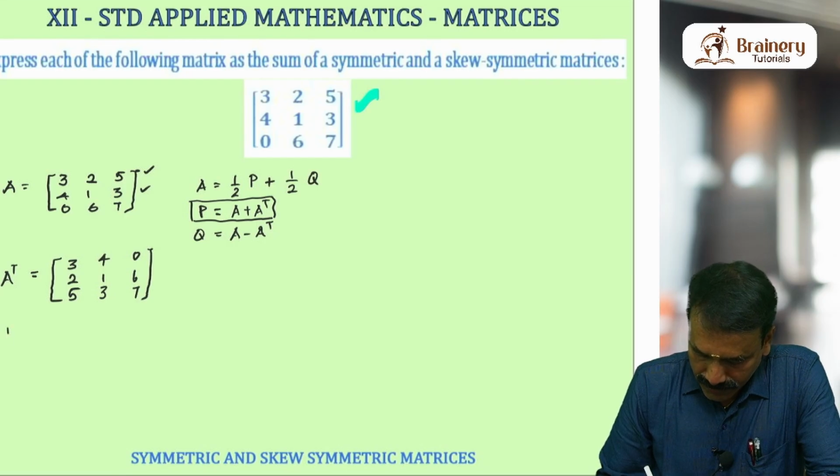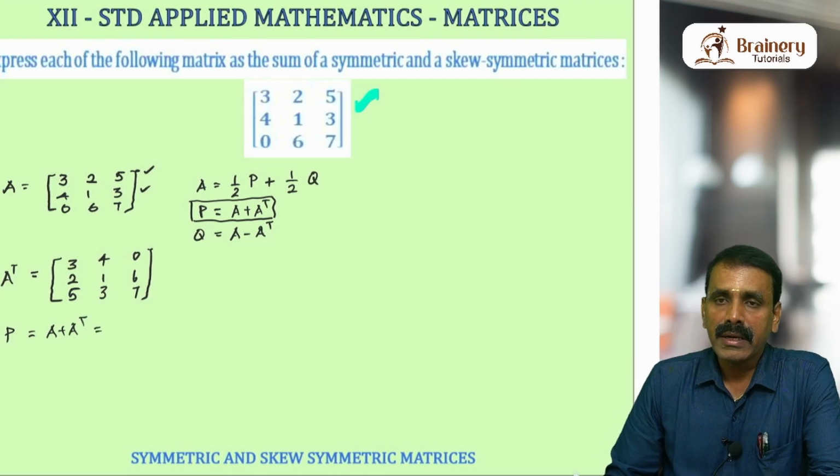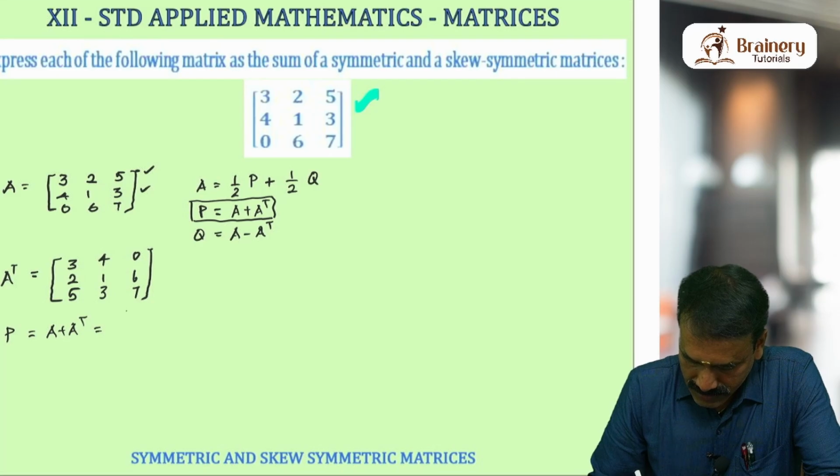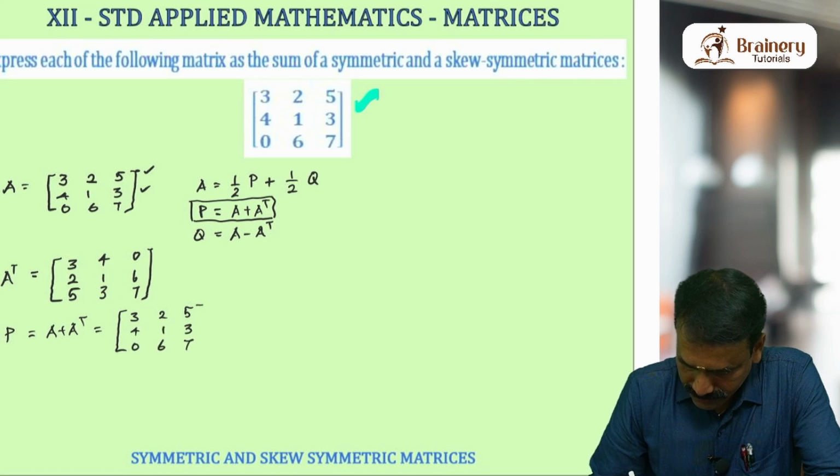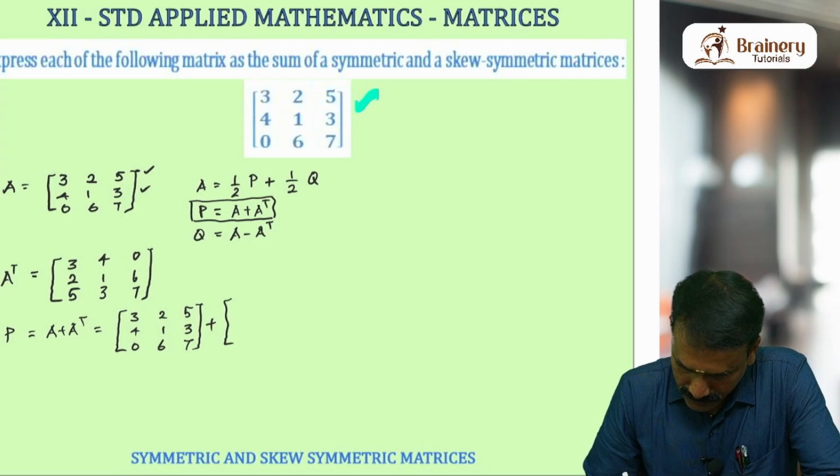Now I am going to find P. What is P? P is nothing but A plus A transpose. So I am going to find A plus A transpose. So [3, 2, 5; 4, 1, 3; 0, 6, 7] added with A transpose [3, 4, 0; 2, 1, 6; 5, 3, 7].